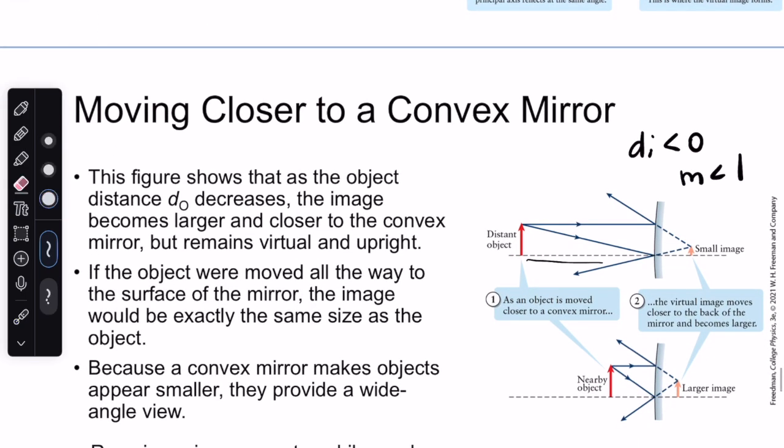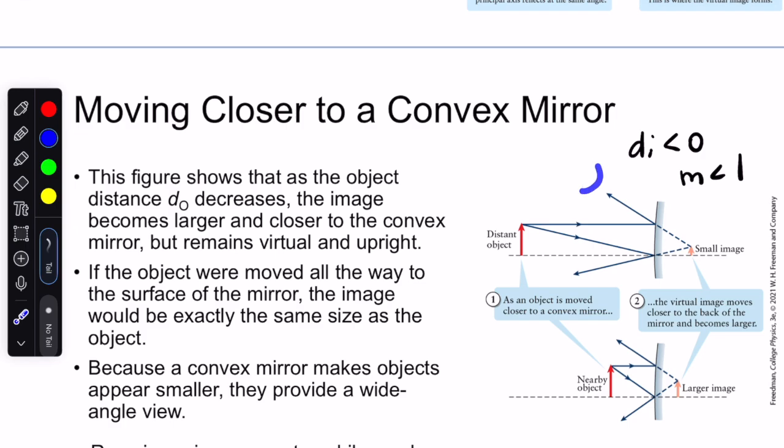So let's place our object. It's going to do the same thing we did for concave mirrors, except there's going to be fewer cases. Let's put an object far away from a convex mirror and see what happens. When we place our object far away from the convex mirror, we draw our principal rays. And when we do that, you're going to see that when they reflect off the convex mirror, they're going to diverge.